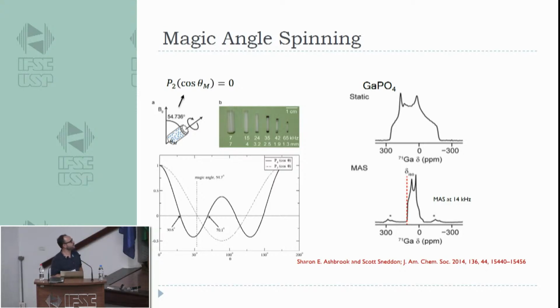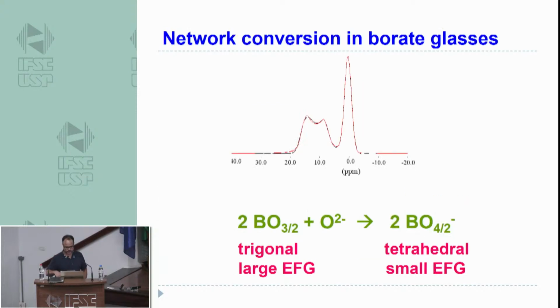But we still have, for example, for gallium phosphate, this static line shape. It's complicated. When you go to MAS, it gets nicer, but we still have some structure in this line, and it can sometimes hinder determination, or it can sometimes help us to identify species.